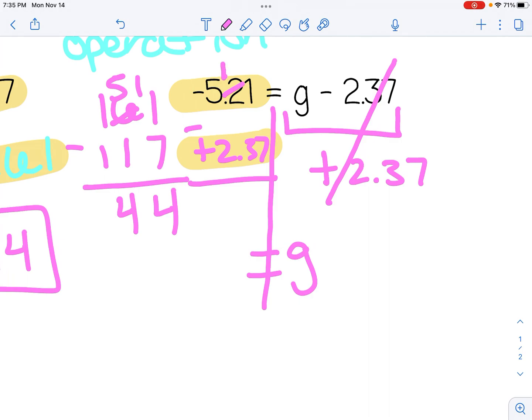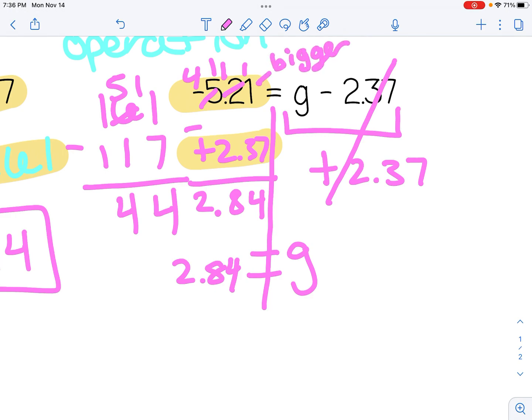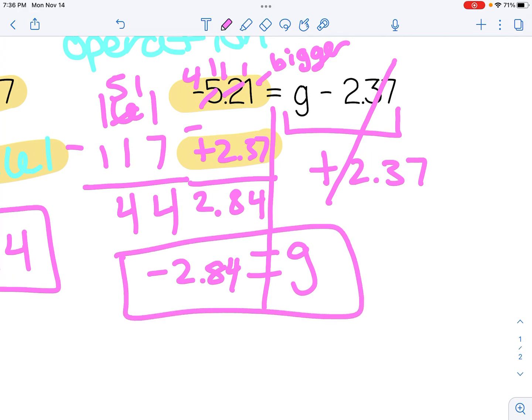Need to borrow from my 2. And then I need to borrow again from my 5. I'm going to bring my decimal point down. And in this case, I have a 2.84, but my bigger number was negative, so my answer is going to be negative.